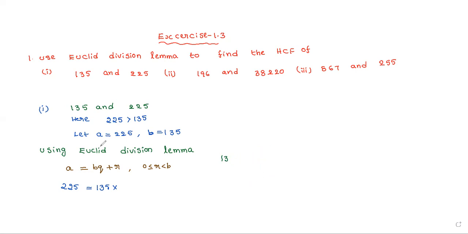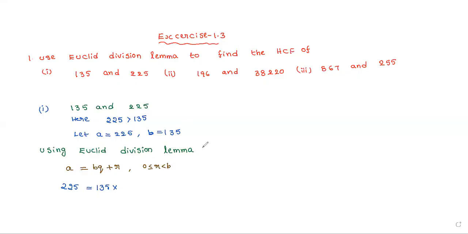So to find the remainder, 135 division of 225. 135 once 135, this is 90. This is called quotient, this is called remainder. So substitute the quotient value 1 in the equation, plus the remainder value 90. Here the remainder is not 0, then again apply Euclid division lemma.